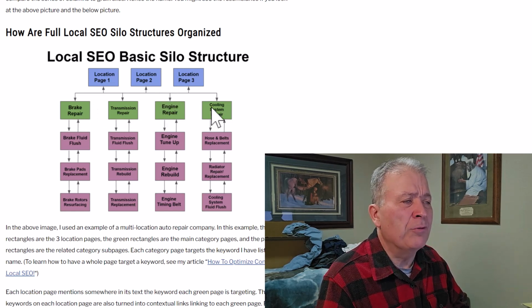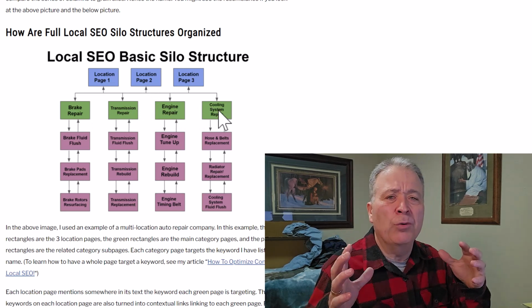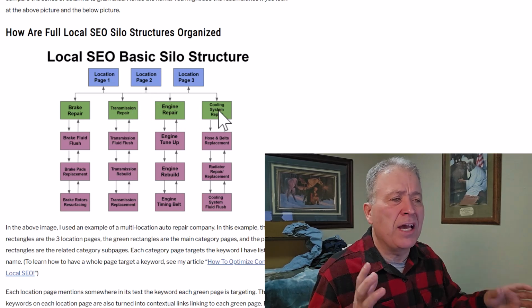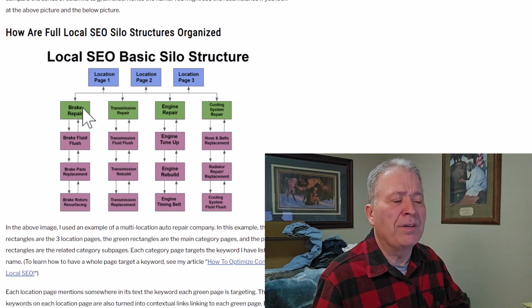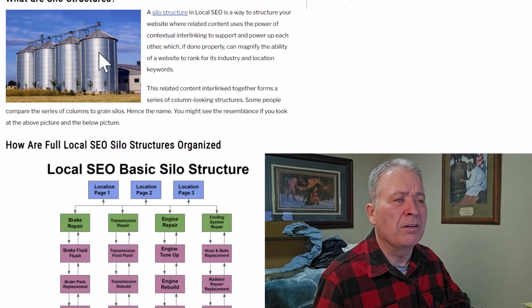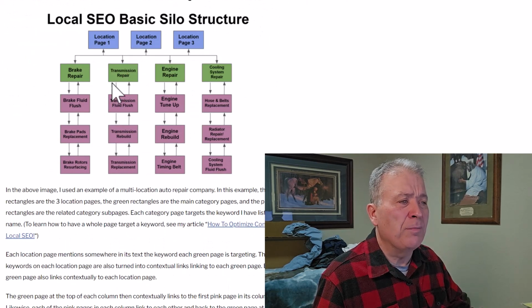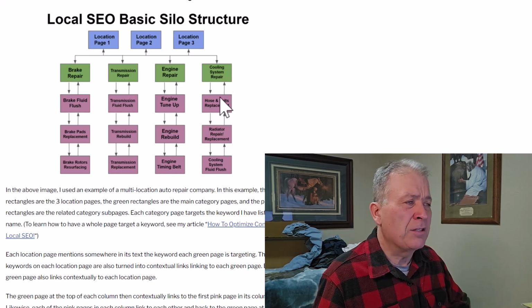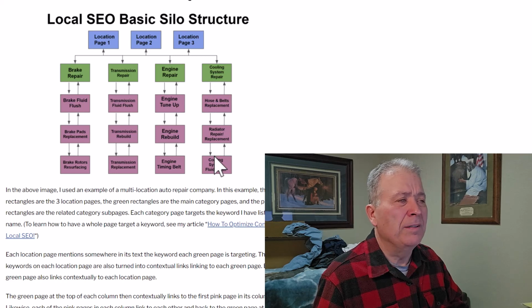Then each of these green ones are the main keyword or main topic for each silo. So, for example, this silo here is all about brake repair, kind of like this silo here is just red wheat. This one is all about transmission repair. This is all about engine repair. This obviously is a silo structure done on a local auto repair website. And this one is all about cooling system repair. And you could have other silos as well.